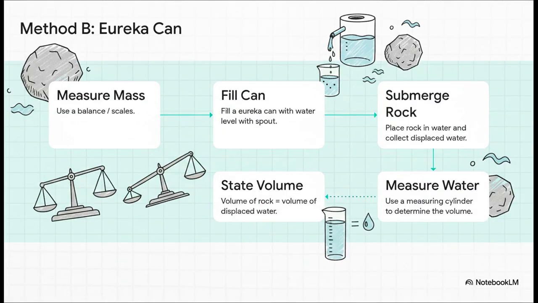Now, here's the alternative approach, using what's called a displacement can, or a eureka can. This thing is brilliant for objects that are weirdly shaped or a bit too big for a measuring cylinder. You just fill the can right up to the little spout, gently place the rock inside, and then you collect all the water that spills out. The volume of that collected water is exactly the same as the volume of the rock.